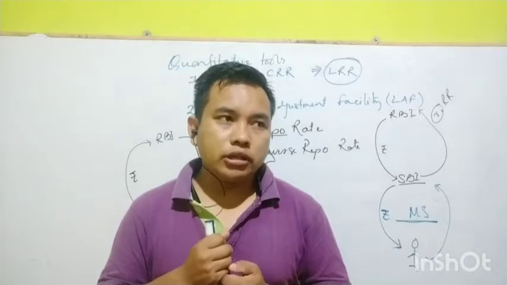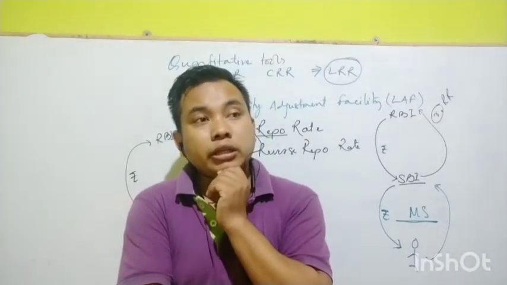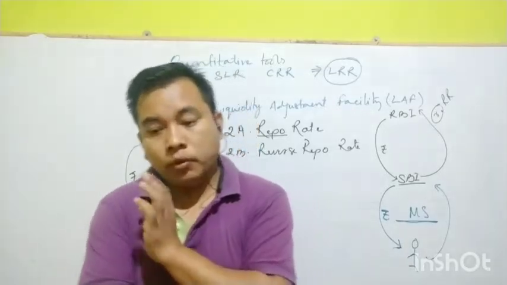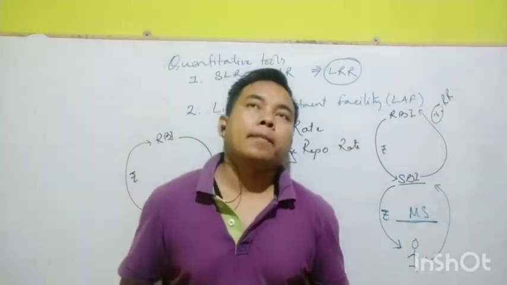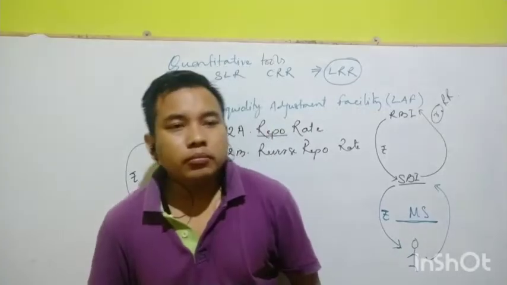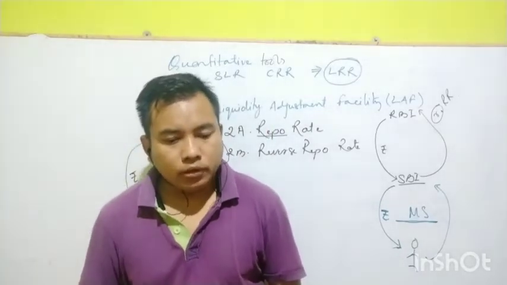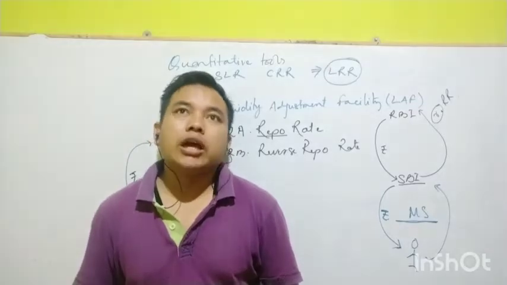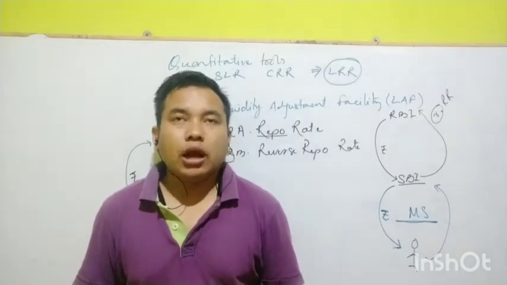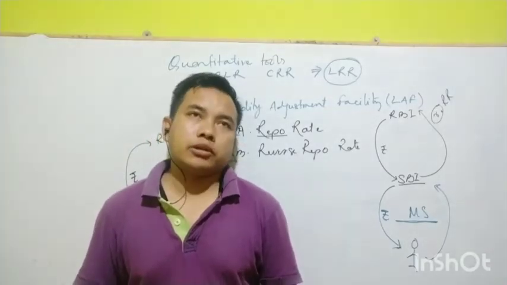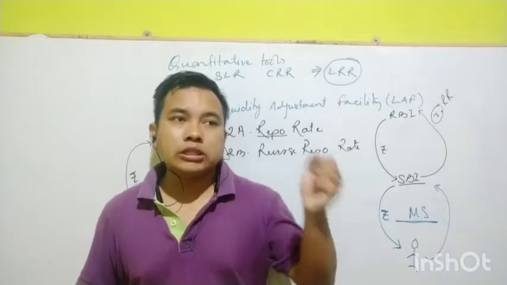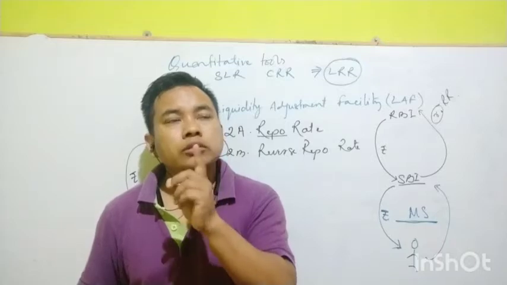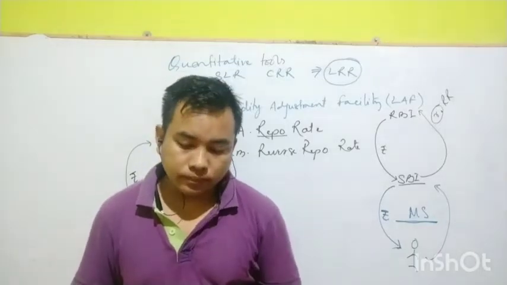I charge you an interest rate. I know the interest rate. Till now it is 4%. The repo rate is in reality 4%. But from tomorrow onwards, I will be charging you 6%.